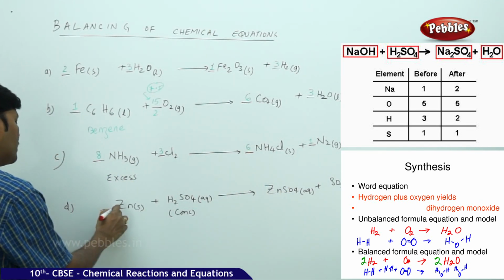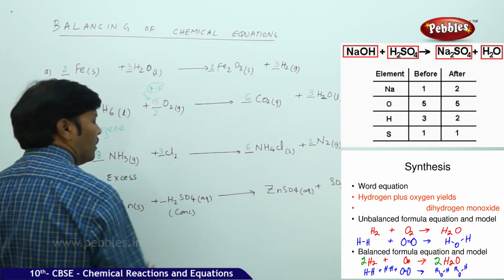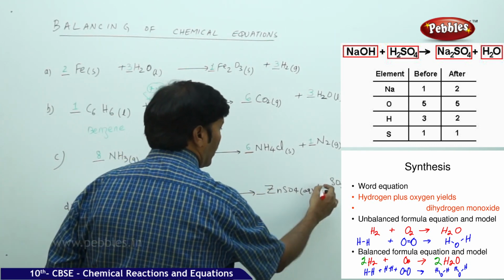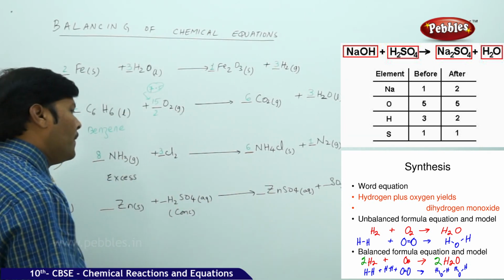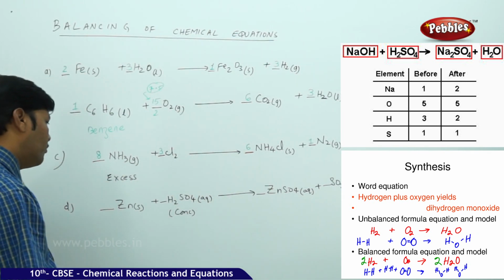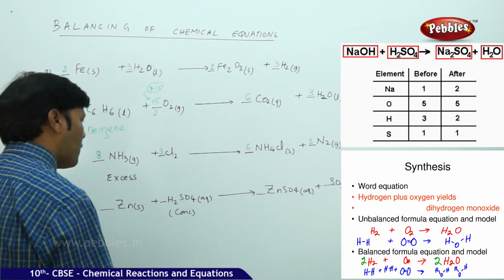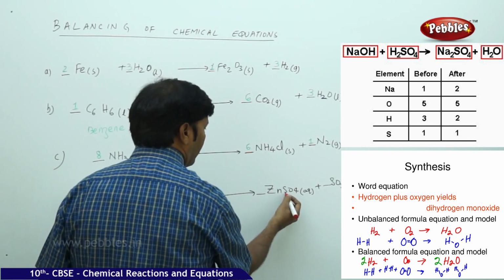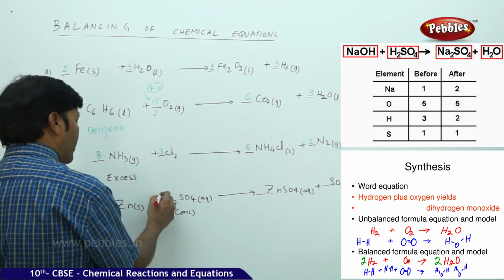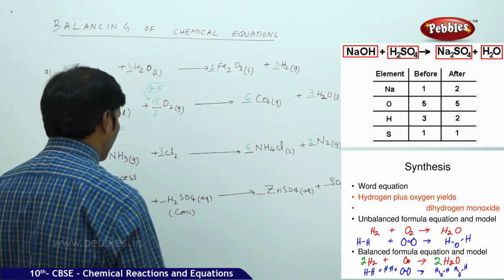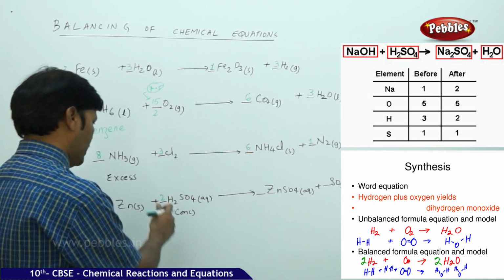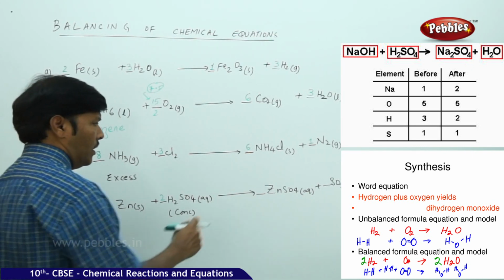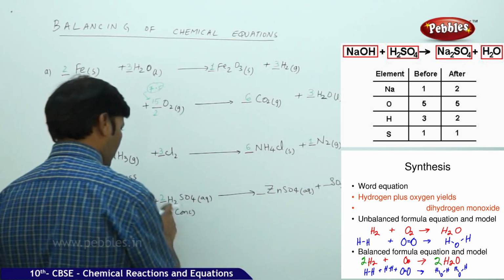If you want to balance this equation, underline the molar coefficients. What we can do here is, we have 2 sulfurs. First thing, I am guessing with 2 sulfurs. Suppose I am taking 2 over here, the number of oxygens are 8, we have 2 sulfurs and the number of hydrogens are 4.